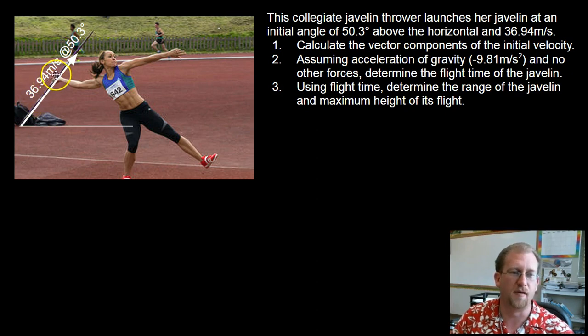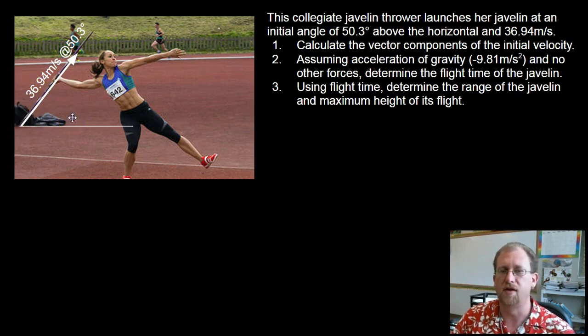But 36.9 meters per second, and the initial launch velocity here of the javelin versus the ground is 50.3 degrees. Okay, and that's a positive measurement because we're going up from the horizontal. Okay, 50.3 degrees above the horizontal, 36.9 meters per second. So we're going to do a couple of things. We're going to calculate the vector components of the initial velocity. So of the initial velocity, what is the y and the x component?